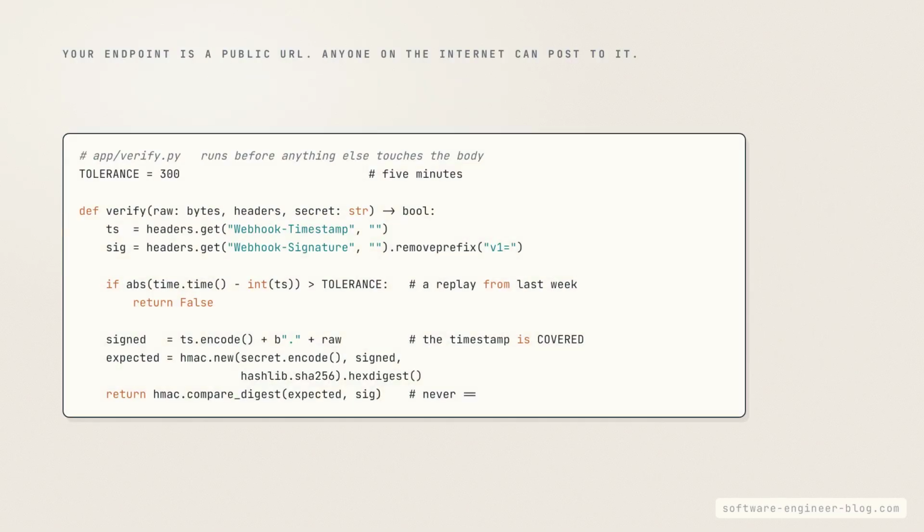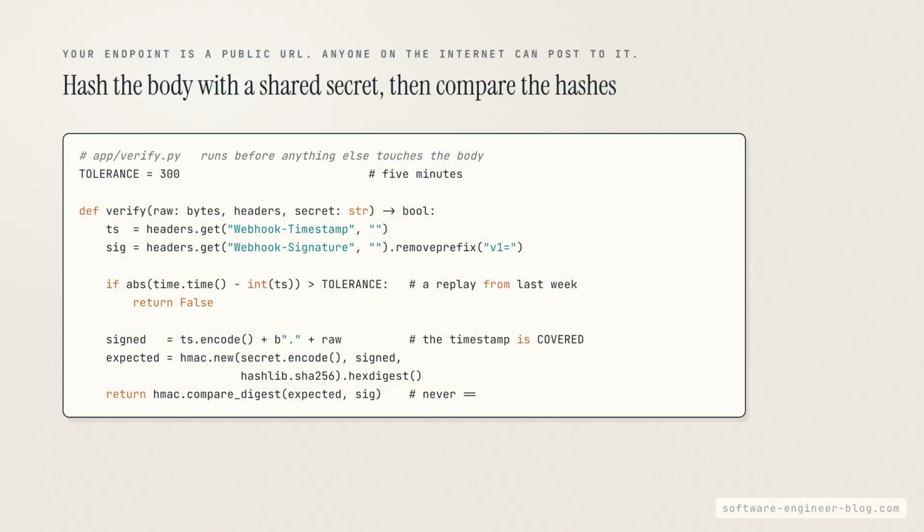Now the third bug from Wednesday, the stranger. Your endpoint is a public URL, so anyone on the internet can post to it. How do you know it is them? They sign it. They hash the body together with a secret that only the 2 of you know and send that hash in a header. You do the same hash and compare. Different? Reject it. 3 details here carry all the weight.